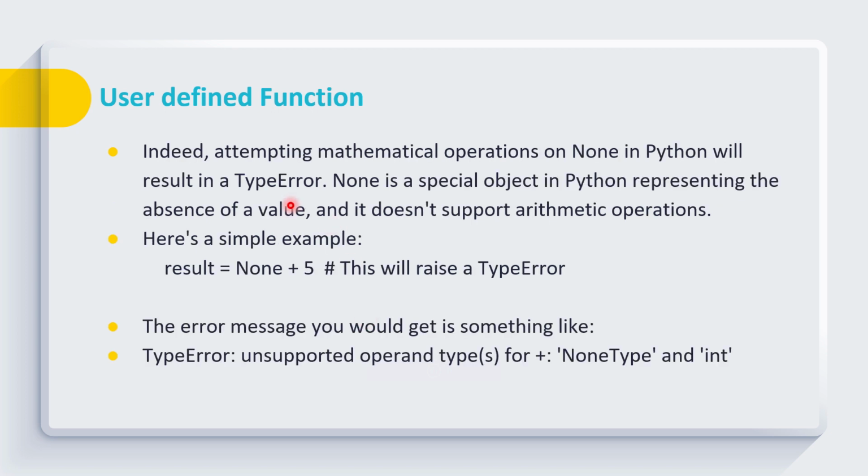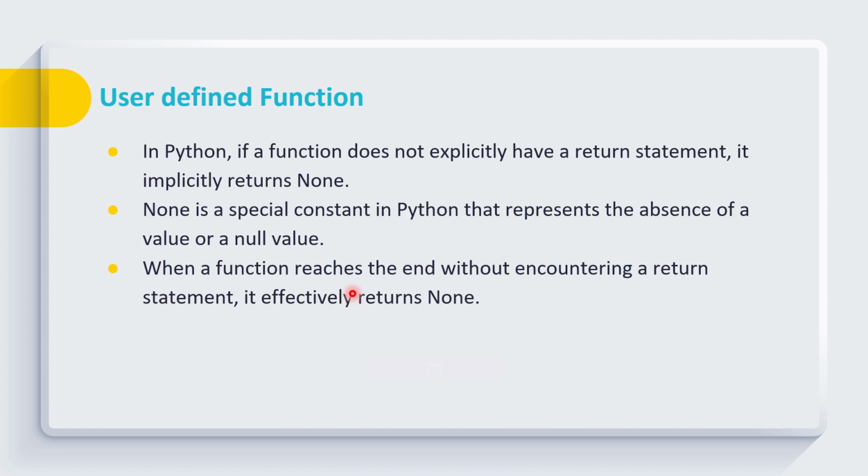Another important point to note is that if you try to perform any mathematical operation on None in Python, it will return a TypeError. For example, if you try to add 5 to None, it will result in a TypeError. And it's natural, because you can't add any value to a null. So the answer is TypeError. These are important points to note: if a function does not have a return statement, then it implicitly returns None, which is a constant in Python, and it represents a null value.